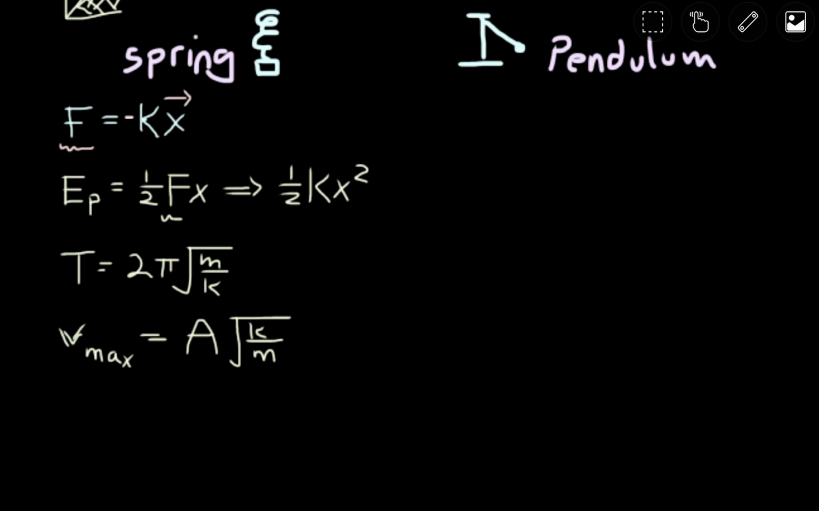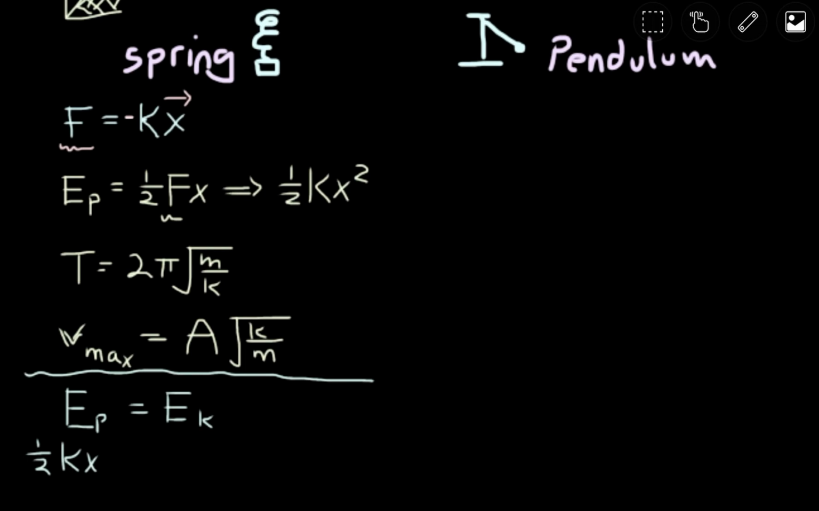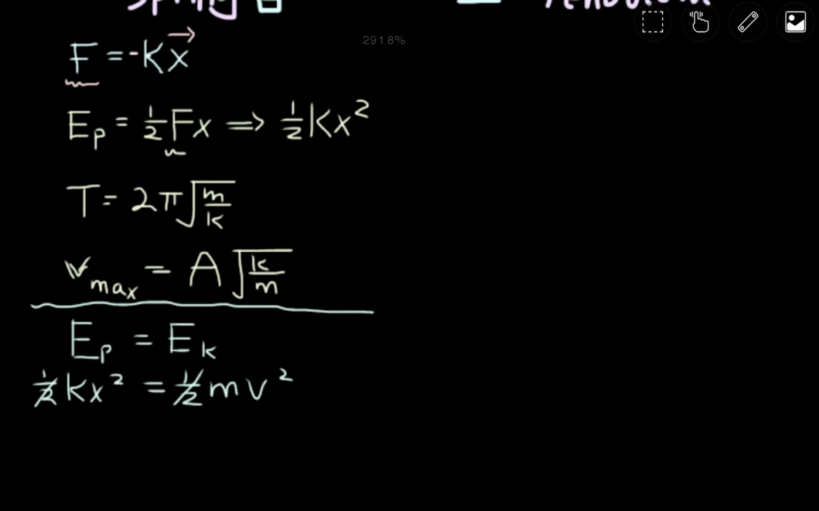Okay, so this is where it came from. They equated potential energy of a spring with the kinetic energy of a spring. And we know for potential energy of a spring, it's going to be, let's say, one half kx squared here. And kinetic energy. And we'll isolate for the maximum speed.